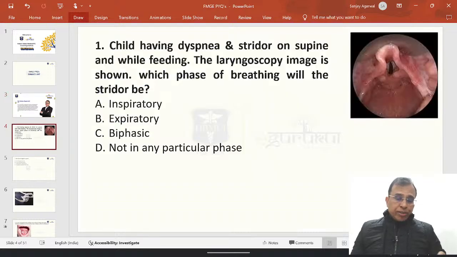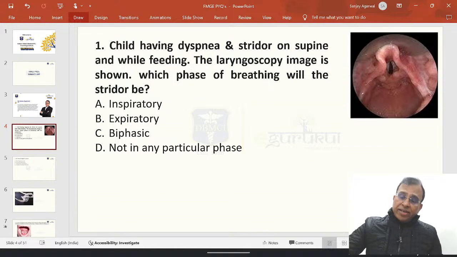So question number 1, it says a child having dyspnea and stridor on supine position while feeding, the laryngoscopy is shown. Which phase of breathing will this stridor be? So what do you think the answer is? First of all, A, can you tell me the diagnosis? B, can you tell me the finding that is in the image? And C, can you answer the question?